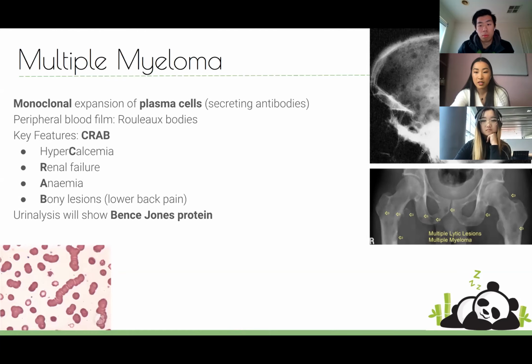So that would be in the skull. And in the pelvis area here, you can see again, there are little holes everywhere. So they're more prone to pathological fractures. So someone might present with a fracture and also happen to be anemic and have signs of renal failure. And you'd have to start thinking about multiple myeloma. Not diagnostic, but another buzzword is Bence-Jones proteins, and that's found on urinalysis.